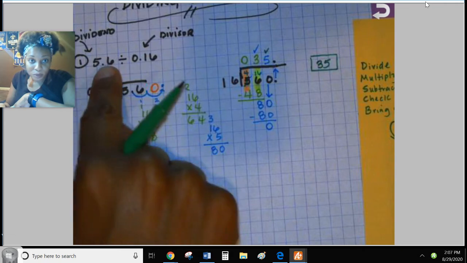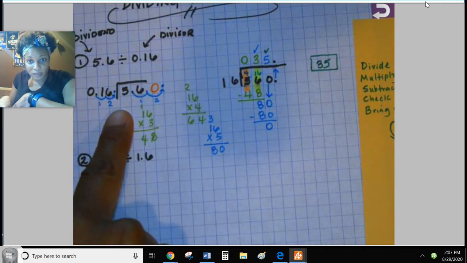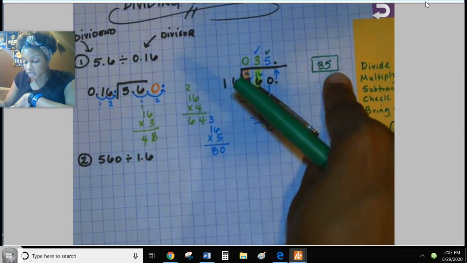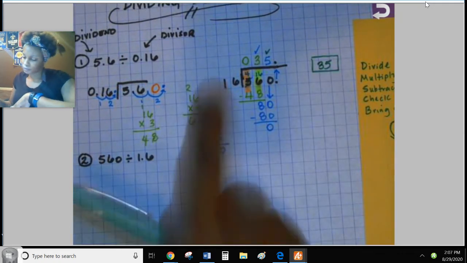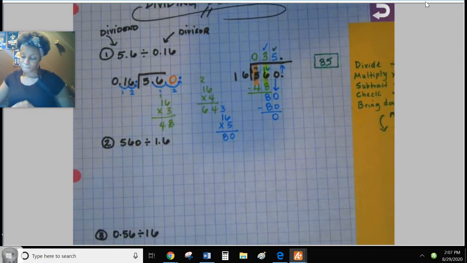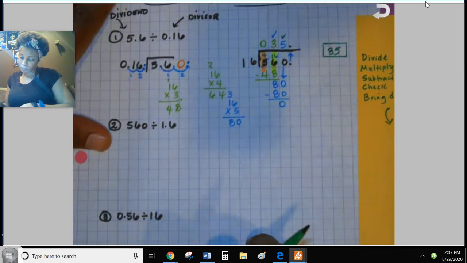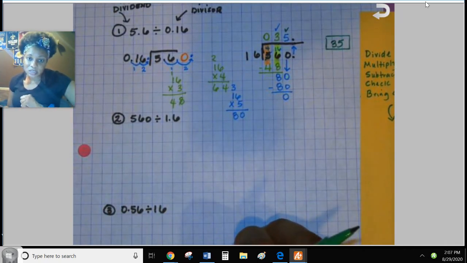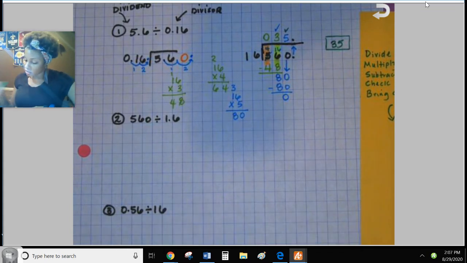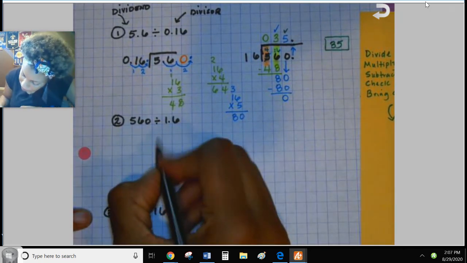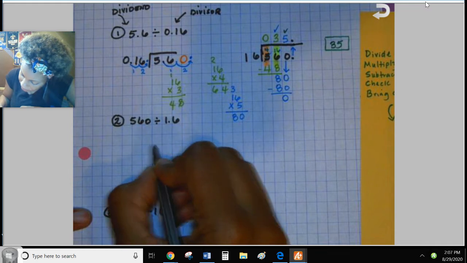So this was our original problem. This is where we moved our decimal. This is where we rewrote our problem in our quotient. And this was just my little side work. So let's jump into another one. So our next problem says 560 divided by 1 6/10. So again, we're going to rewrite this problem. Dividend goes in the house.